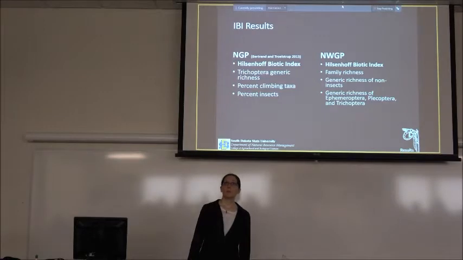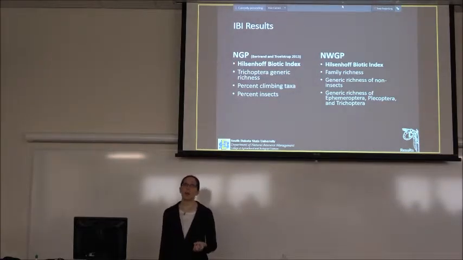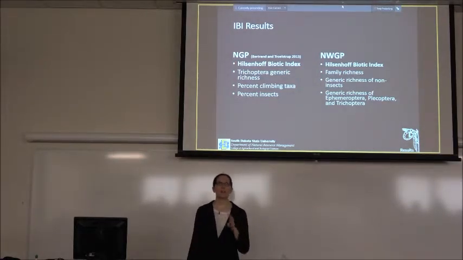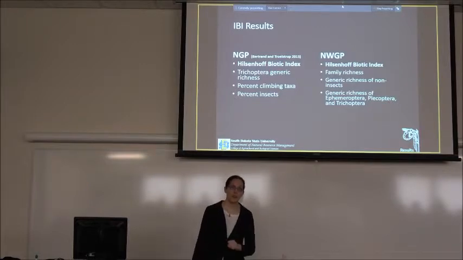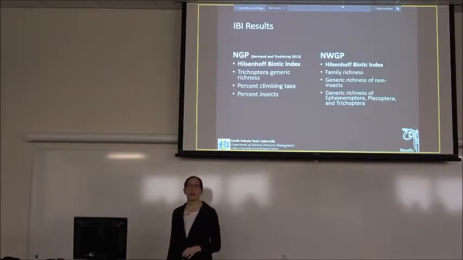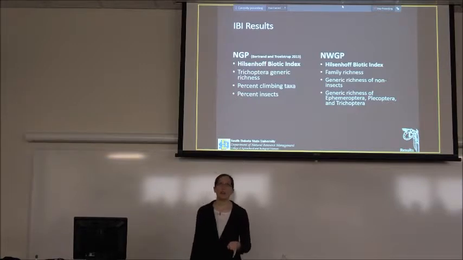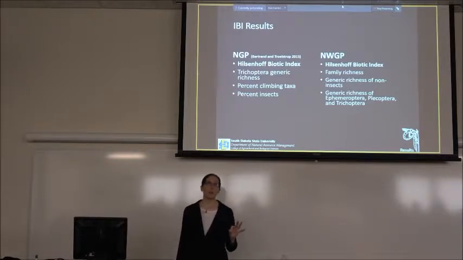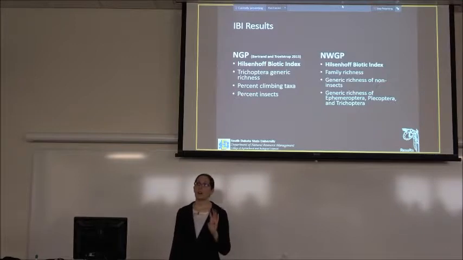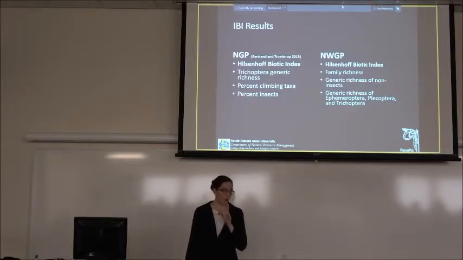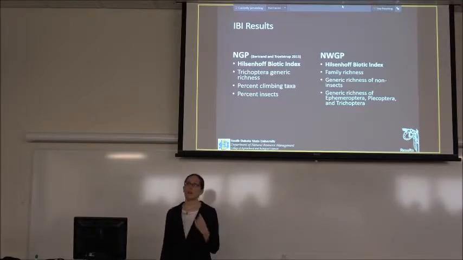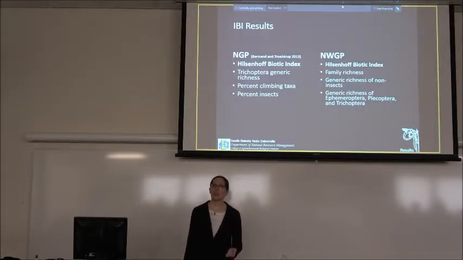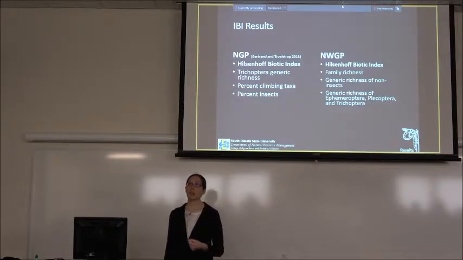Getting into our results. After optimization, the NWGP IBI was found to have 4 metrics, which corresponds to the same number of metrics that were found in the NGP IBI. In the NGP IBI, they had the Hilsenhoff Biotic Index, HBI, which is a measure of the average pollution tolerance of the assemblage, the caddisfly generic richness, percent abundance of climbing taxa, and percent abundance of insects. In the NWGP IBI, we also had the Hilsenhoff Biotic Index, but beyond that, we had family richness, generic richness of non-insects, and generic richness of mayflies, stoneflies, and caddisflies.